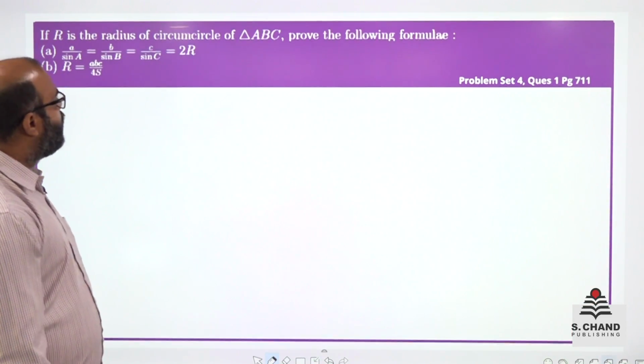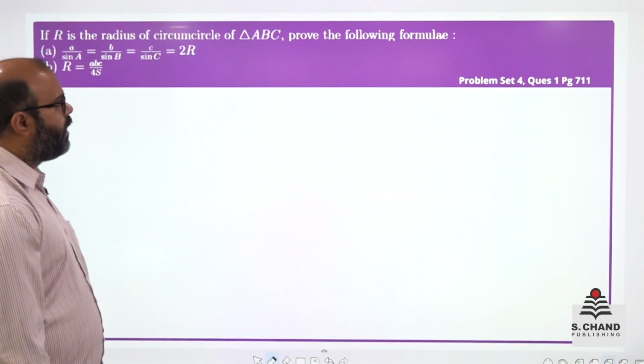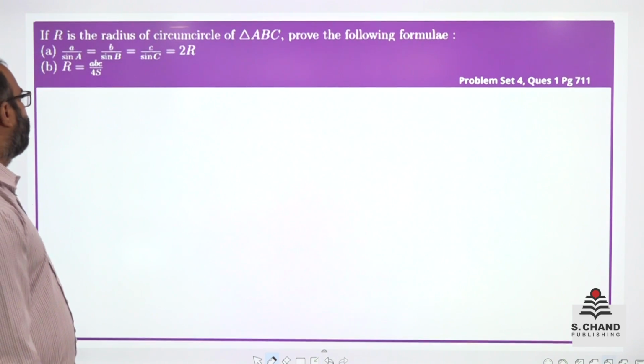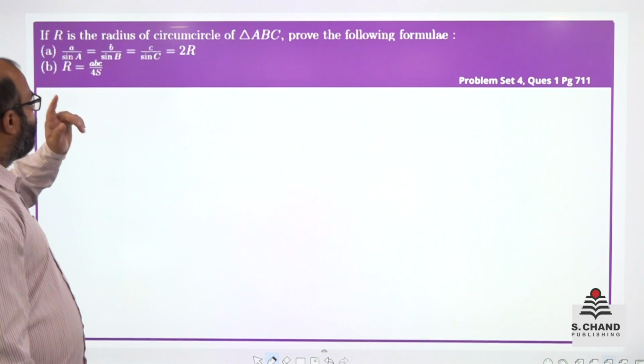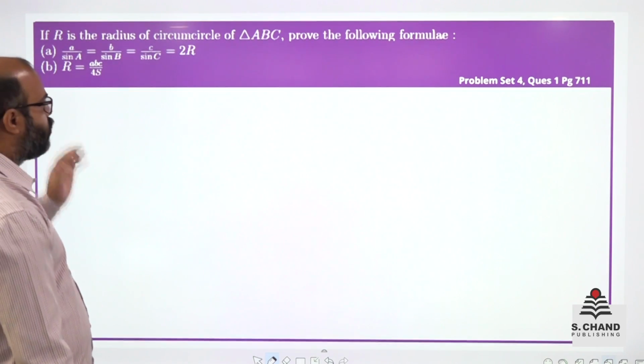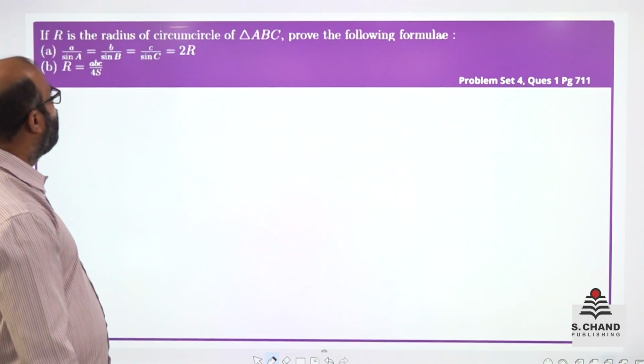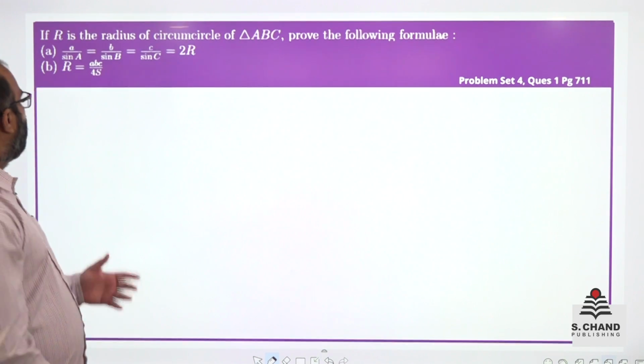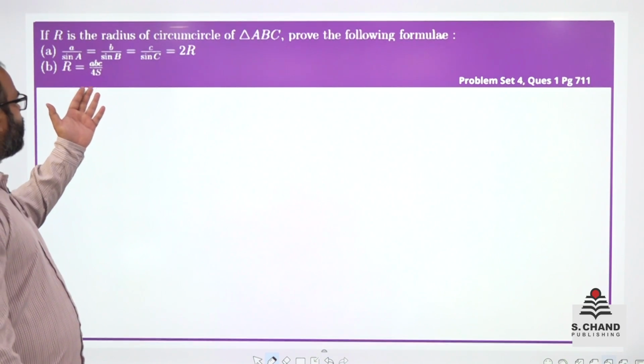If R is the radius of circumcircle of triangle ABC, prove the following formulae. First formula is a by sin A is equal to b by sin B is equal to c by sin C is equal to 2R, which is actually sine rule. And next one is R is equal to abc by 4S.